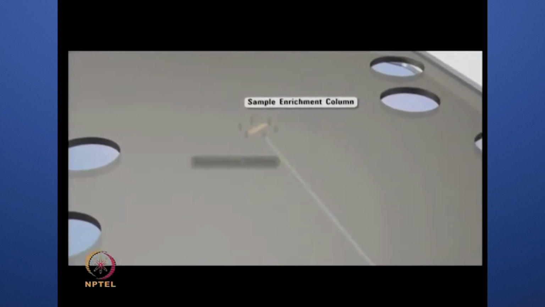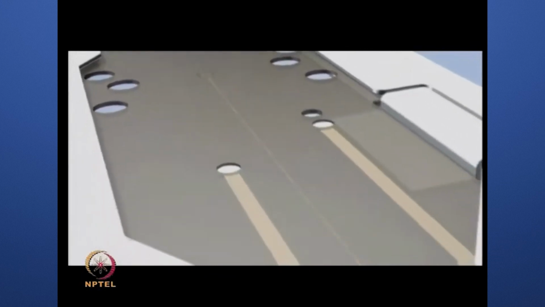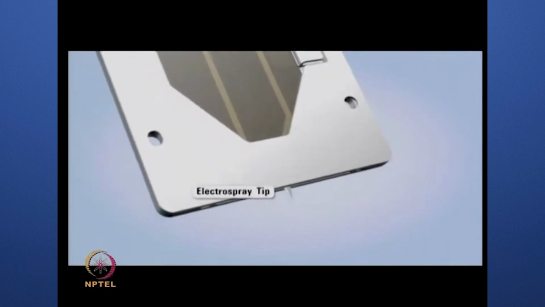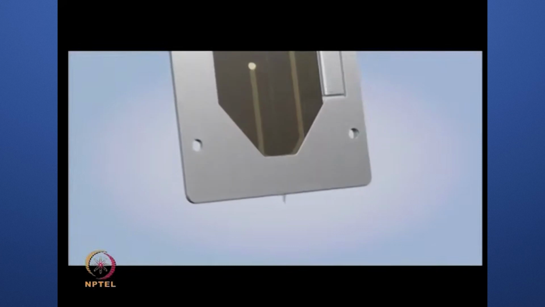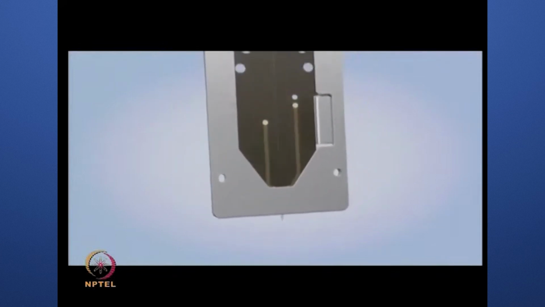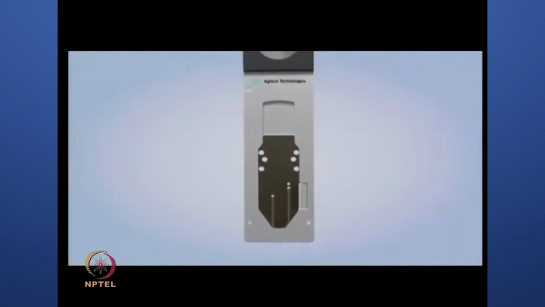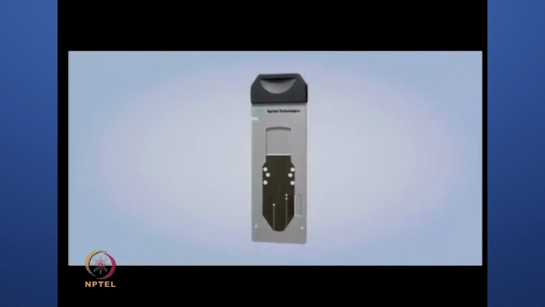A closer look at the HPLC chip reveals that sample enrichment and separation columns of a nanoflow LC system are integrated with intricate connections and a nano-electrospray tip for compound ionization in mass spectrometry. This eliminates 50% of the traditional fittings and connections typically required in a nanoflow LC-MS system, which dramatically reduces the possibility of leaks and dead volumes and significantly improves ease of use, sensitivity, productivity, and reliability.